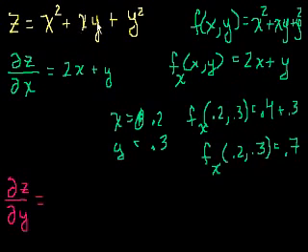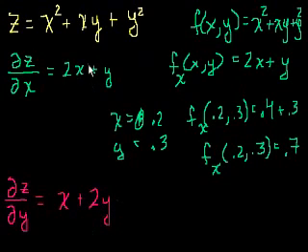Now, this xy term, the way we're viewing it now is y is the variable, x is the constant. So what is the derivative of 5y with respect to y? Well, it's 5. So the derivative of xy with respect to y is just x. And what's the derivative of y squared with respect to y? Well, it's just 2y.